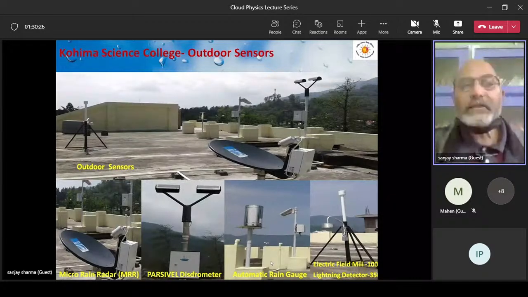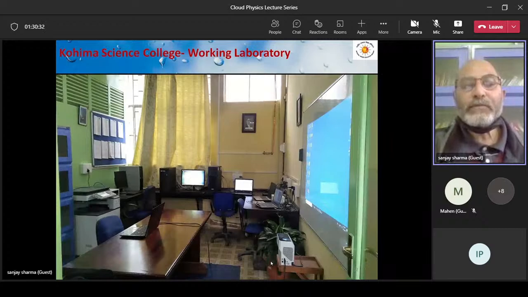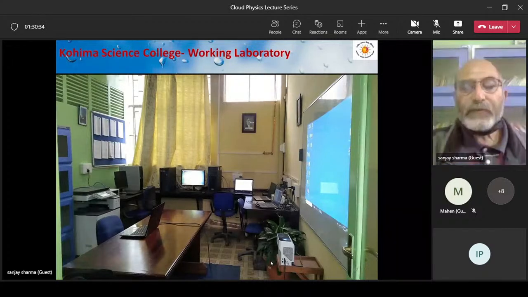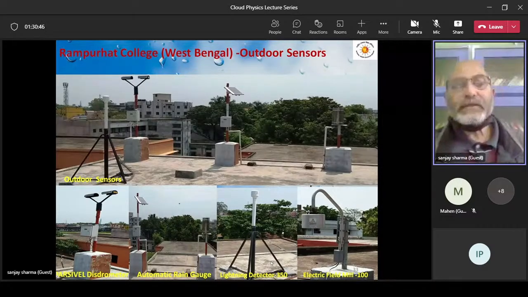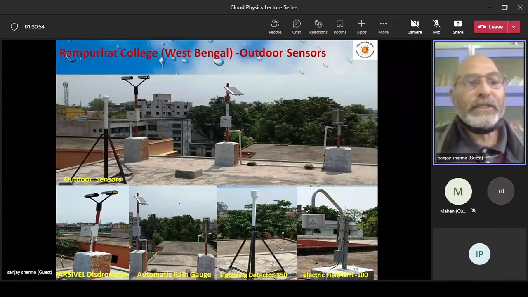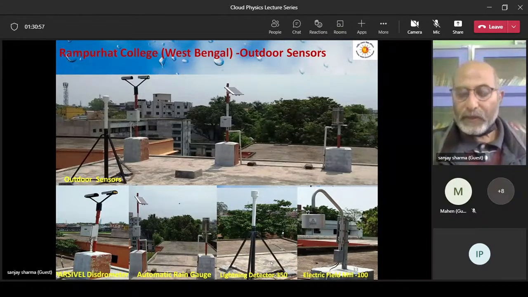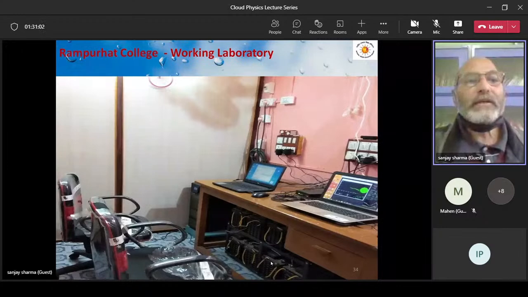And this is our indoor data acquisition system in our laboratory in Kohima. Next, we have installed similar types of instruments, except the MRR, in West Bengal at Rampurhat College also, in Rampurhat, Birbhum district. Here also we have a Parsivel disdrometer, rain gauge, electric field mill and lightning detector. This is the indoor unit of the laboratory in Rampurhat College.